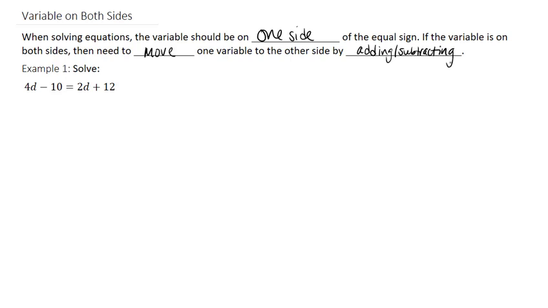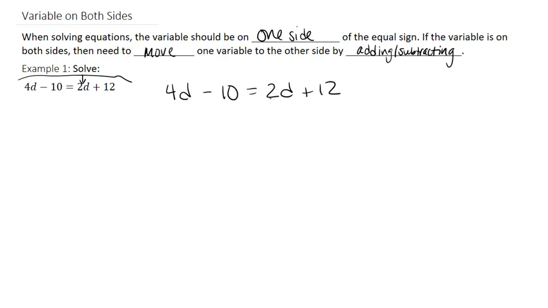So let's go ahead and look at this example. Here we have an equation: 4d minus 10 equals 2d plus 12. In order to get the variable d on one side, we need to move one of these to the other side. So let's go ahead and move the smaller one here. Let's first rewrite this.